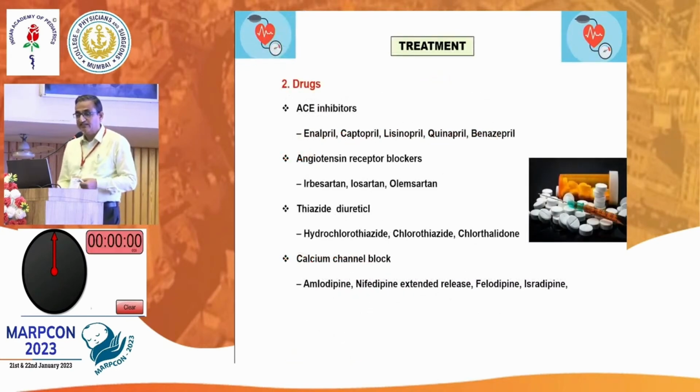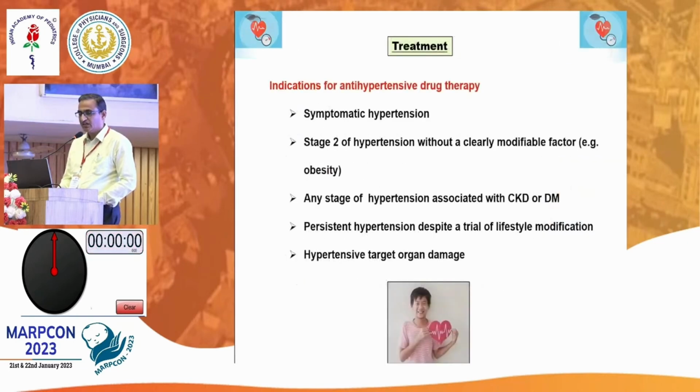And the different categories of drugs which one can use in the treatment are ACE inhibitors such as enalapril, captopril, angiotensin receptor blockers like losartan, olmesartan, thiazide diuretics like hydrochlorothiazide, chlorthalidone, and calcium channel blockers like amlodipine, nifedipine extended release, felodipine, and isradipine. And what are the indications where you are going to use these drugs?